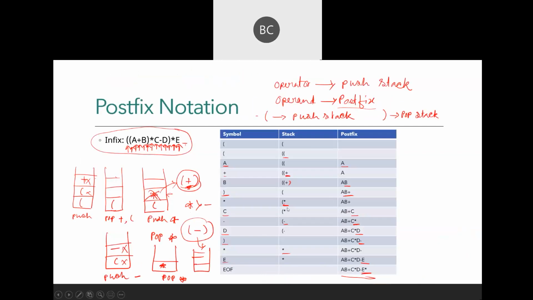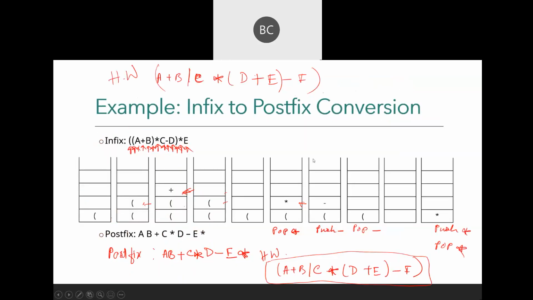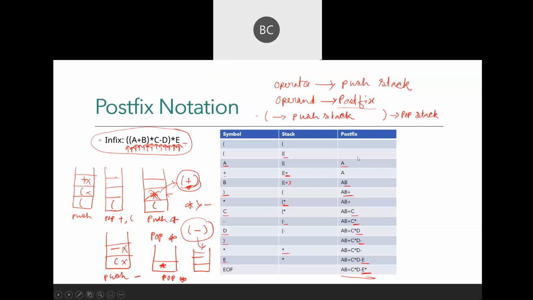You can make a table like this one. It's easier to understand when you make the table like this. For infix to postfix conversion, use this one.